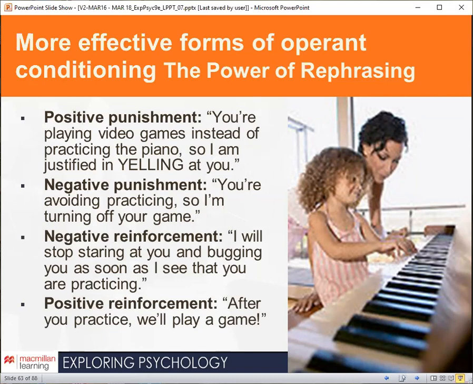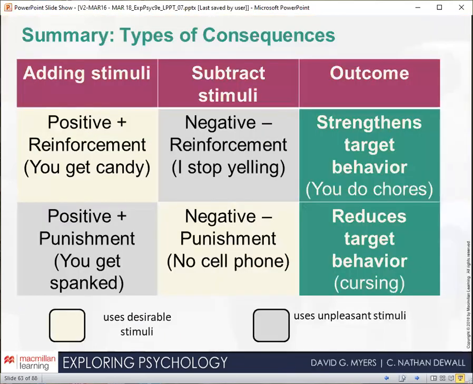So what it comes down to, in a very significant way, when we're talking about the types of consequences for operant conditioning, when it comes to a variety of types of reinforcement and punishers, is this table that really describes what goes on. We have at the tops of each of these columns adding stimuli or subtracting stimuli, and the outcome. So in positive reinforcement, you're adding, you get candy. And positive punishment, you get spanked. All right.